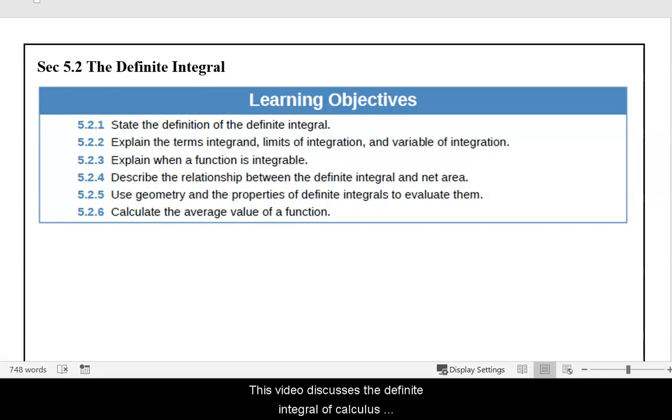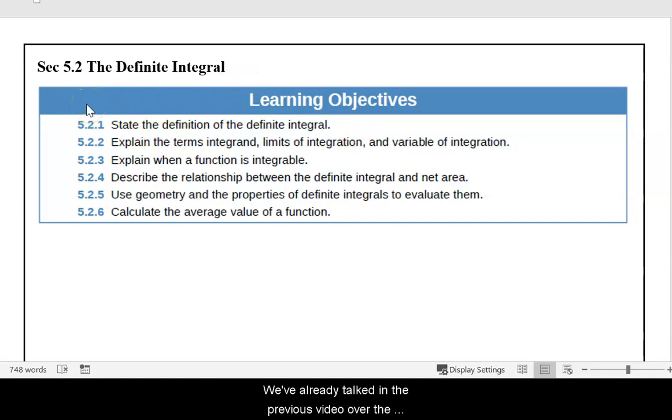This video discusses the definite integral of calculus. This corresponds to section 5.2 in the OpenStax Calculus book, Volume 1. There are several learning objectives for this particular section. First, we want to state the definition of the definite integral, as you see here at the beginning.